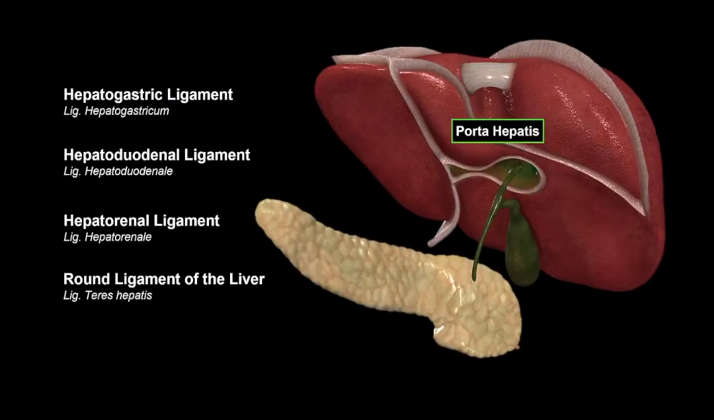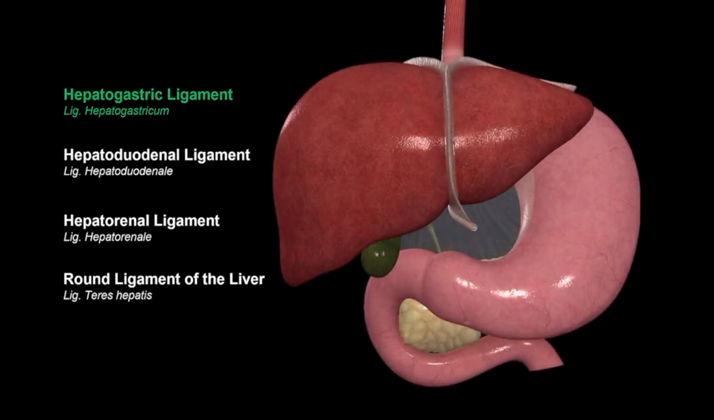Now let's go over and look at the ligaments that go from the liver towards other organs. These are 4 ligaments and they all start from porta hepatis. So I want you to keep in mind that they all start from porta hepatis. So the first one is the hepatogastric ligament. And as the name says, it goes from the liver to the stomach. Or in Latin, it goes from the hepar to the gaster. That's why it gets the name the ligamentum hepatogastricum.